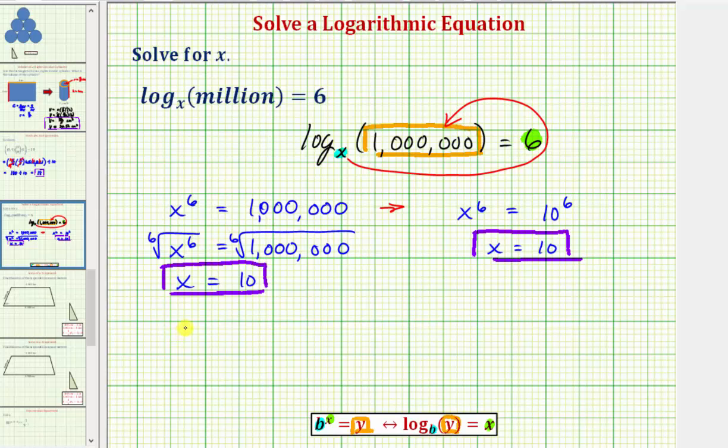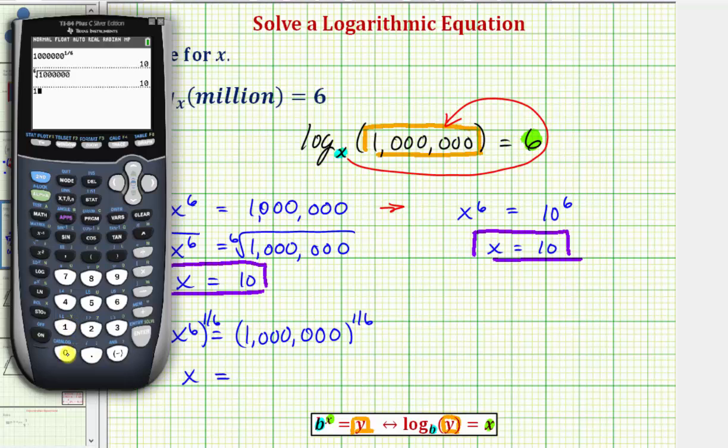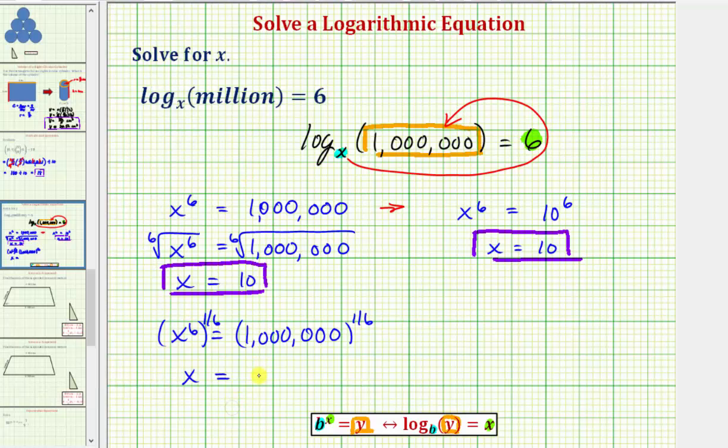Yet another way to solve the equation x to the 6th equals 1 million would be to raise both sides of the equation to the 1/6 power, which is equivalent to taking the 6th root of both sides of the equation. Let's go ahead and show this. We have powers to powers, we multiply the exponents. 6 times 1/6 is 1, which gives us just x to the 1st, or x, and then 1 million to the 1/6 power once again is going to be 10, but let's check this as well. So 1 million raised to the power of 1/6 is equal to 10.